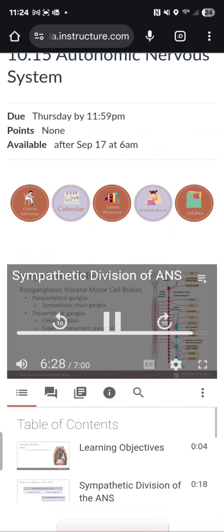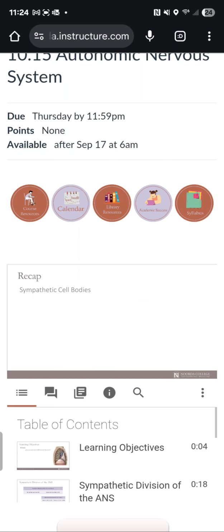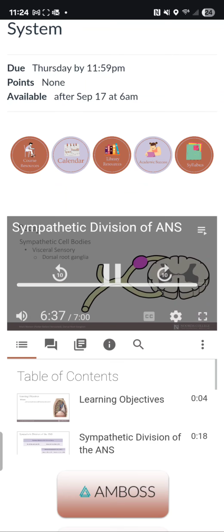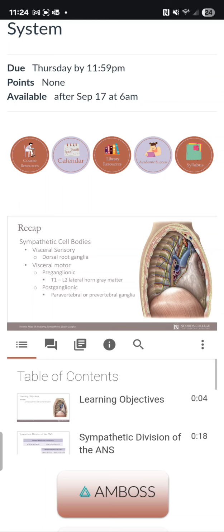And that is the sympathetic division of the ANS, so let's do a quick recap. We learned that the sympathetic division is responsible for fight or flight responses, and that there are visceral sensory cell bodies in the dorsal root ganglion, and then the visceral motor cell bodies for preganglionic neurons are in the T1 to L2 lateral horn gray matter, and the postganglionic neurons either have their cell bodies in paravertebral or prevertebral ganglia. And that is it for our recap of the sympathetic division of the ANS.